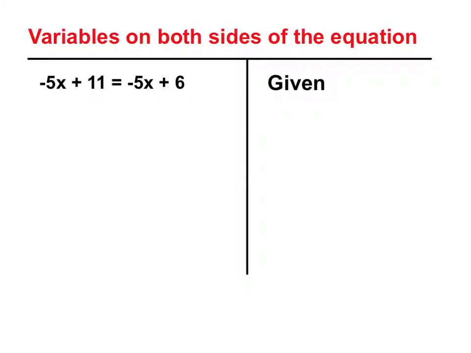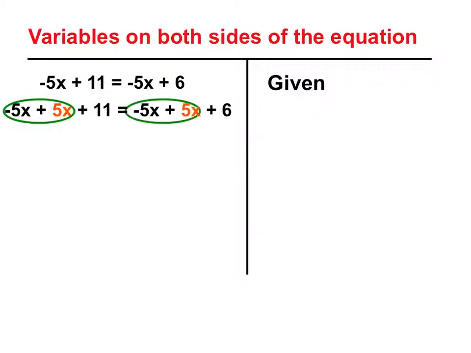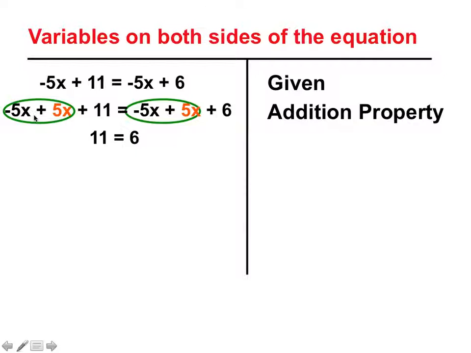So I'm going to decide to add 5x to both sides because I want to get a 0 pair. Do you notice that I get a 0 pair on both sides? Very rarely you will have it where you get a 0 pair on both sides. And I end up getting this answer, 11 equals 6. Because right here, 0 plus 11 is 11, and right here, 0 plus 6 is 6. But 11 doesn't equal 6, does it?